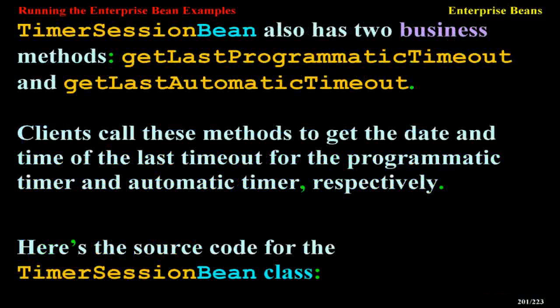Clients call these methods to get the date and time of the last timeout for the programmatic timer and automatic timer, respectively. Here's the source code for the timer session bean class.